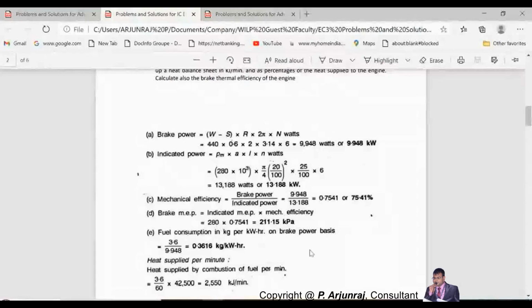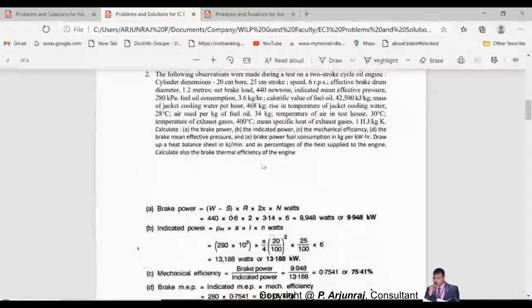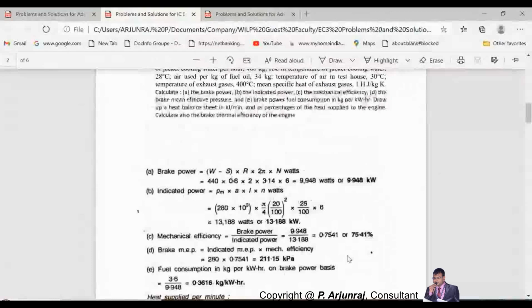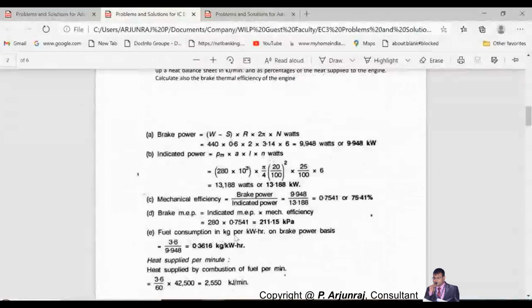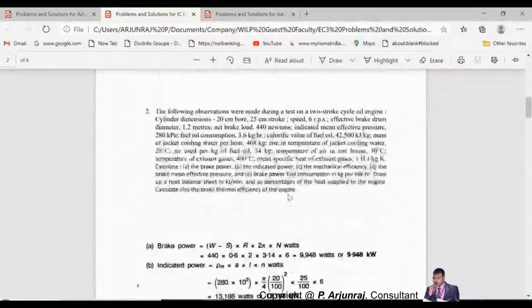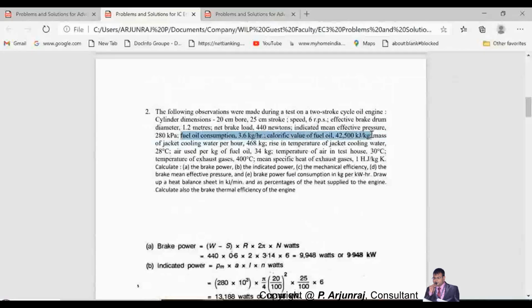Now the very important thing is we are going for the main calculation of the heat balance sheet. Before going to the heat balance sheet, we need to calculate the fuel consumption in kilogram per kilowatt hour with respect to the brake power. Here they have given the mass flow rate of fuel in the problem as 3.6 kg per hour. The calorific value is also given in kilojoules per kg. In the last problem they gave it in megajoules per kg. Now they directly gave it in kilojoules per kg. This is easy for you now.